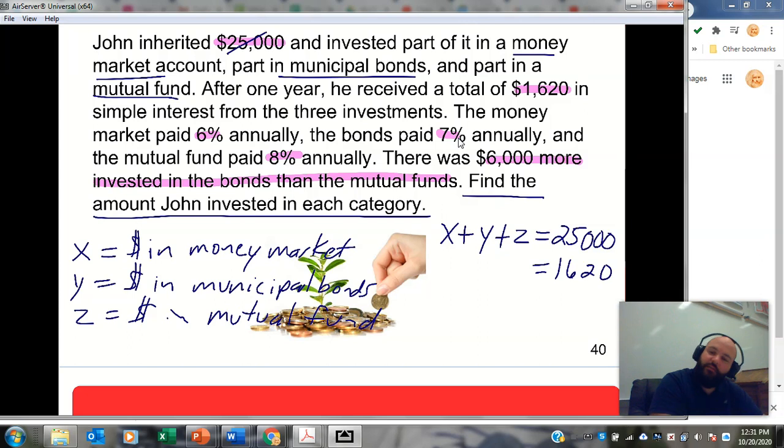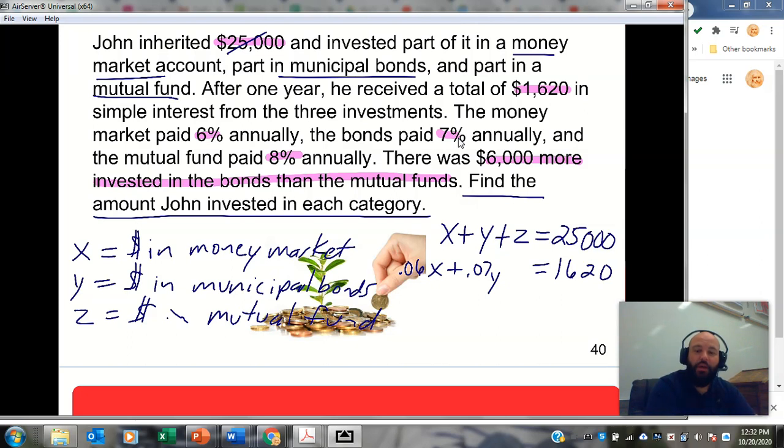So you do need to convert that percentage to a decimal before you use it. So it's going to be 0.06x. So there's our 6% of the money market. The municipal bond is 7%. So we got 6% from our money market. We're going to get 7% from however much money we have in our municipal bond.